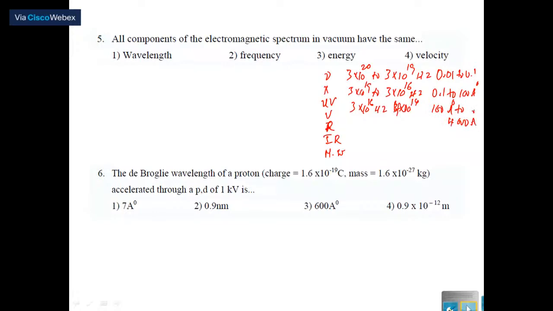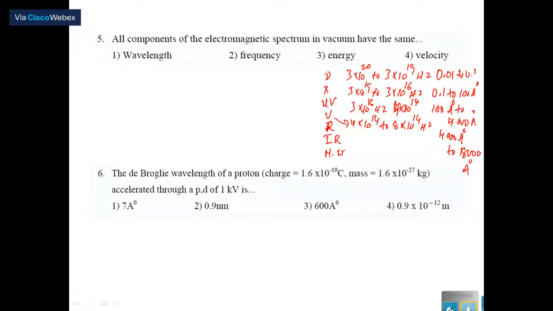Visible, so the frequency is 4 into 10 to the power of 14 to 8 into 10 to the power of 14 hertz. Whereas this is 4000 Armstrong to 8000 Armstrong. I hope all of you could remember this. Well, all right, radios, like that, I can keep giving.